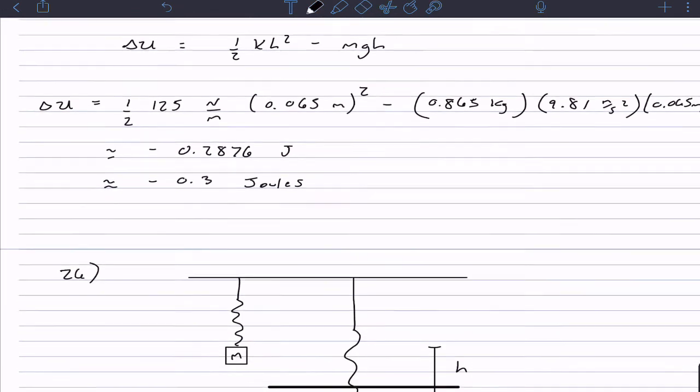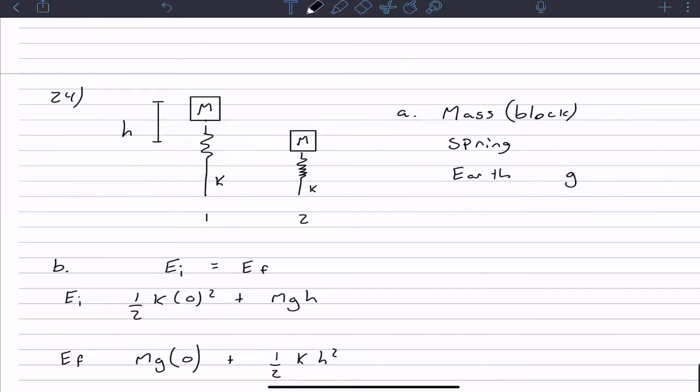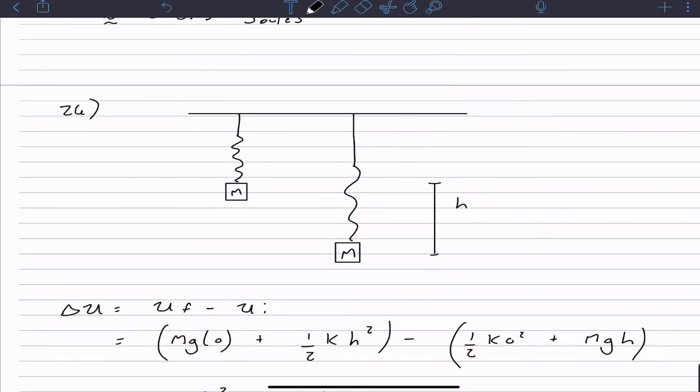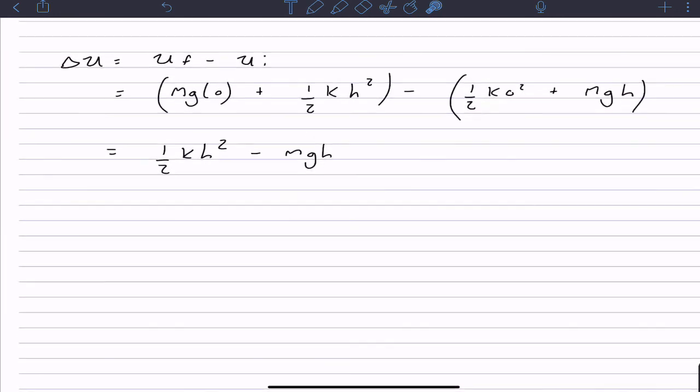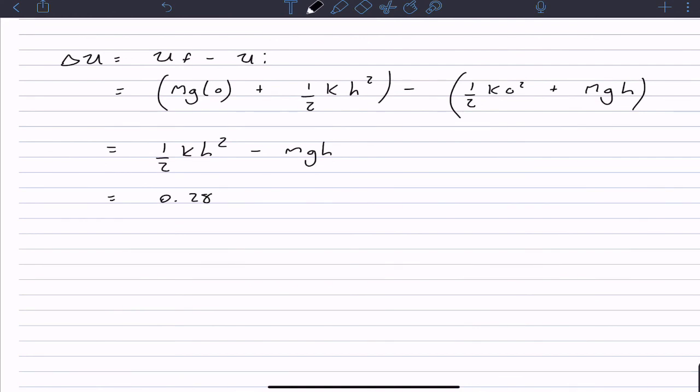It depends on how you define your axes, but the total change in energy is what we're after, and the total change in energy for this system here is the same as the total change in energy for this system. We're just turning the spring around, okay? And we're given all the same values. So this was what? It was 0.2876 joules.